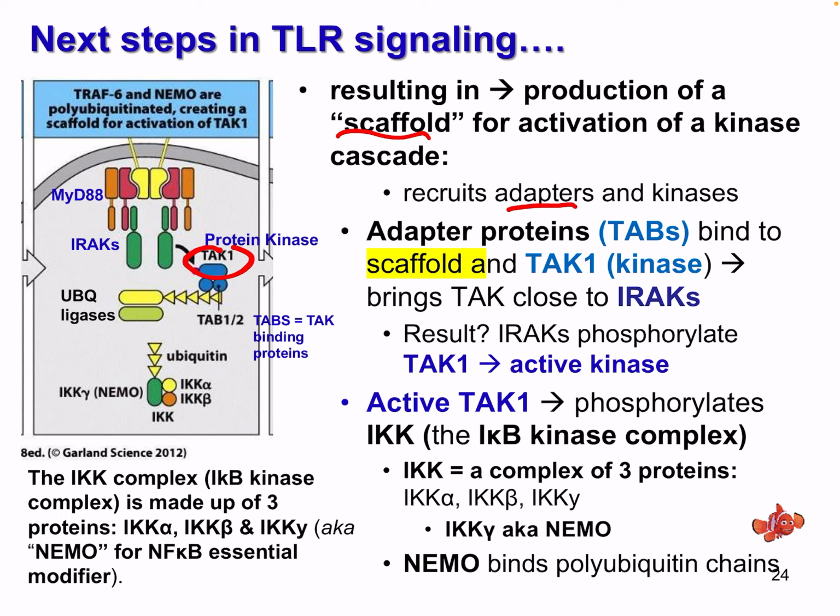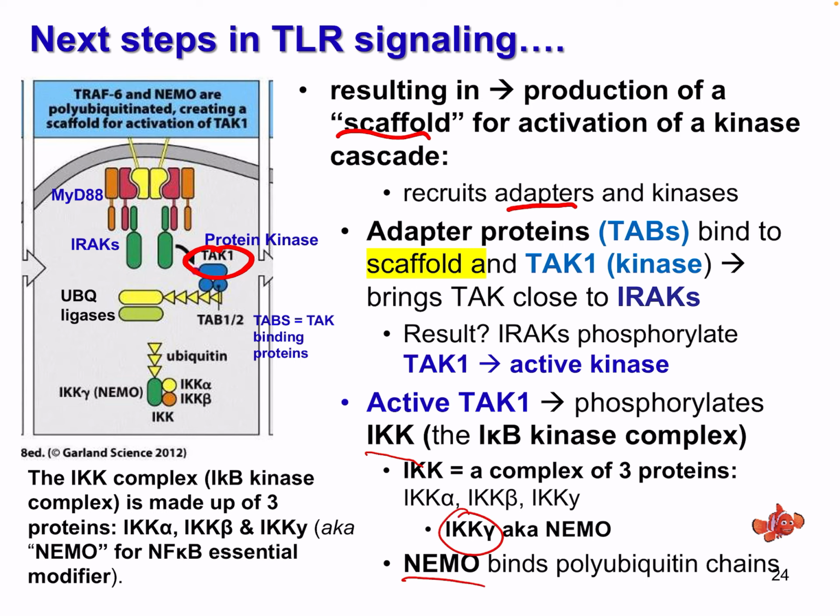As we can see here, the result is that the IRAKs phosphorylate TAK1 and cause an active kinase. The active TAK1 phosphorylates IKK, or the I-kappa B kinase complex. So IKK is a complex of 3 proteins, IKK alpha, beta, and gamma. So we sometimes just call it the IK complex, so it's easier to distinguish between I-kappa. And just so you know, IKK gamma is also known as NEMO.